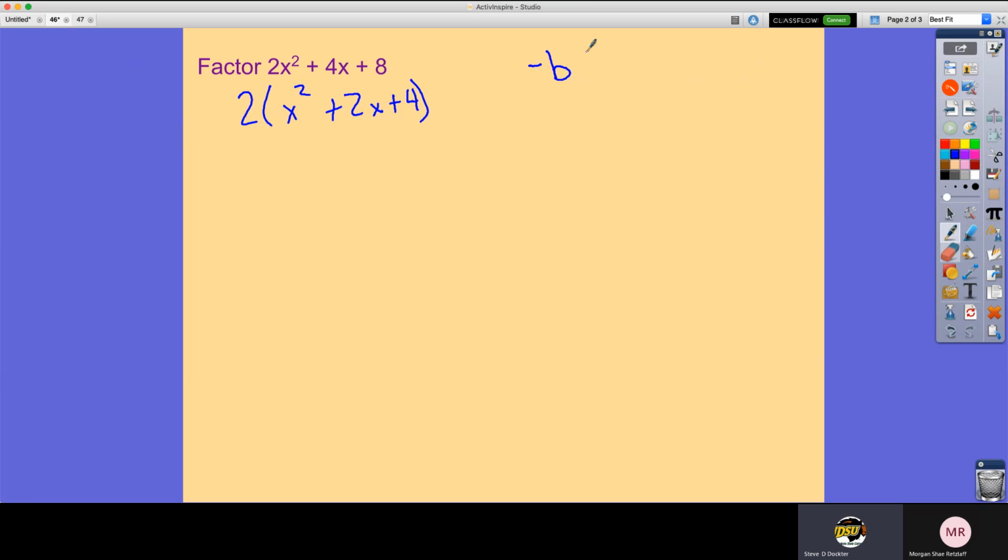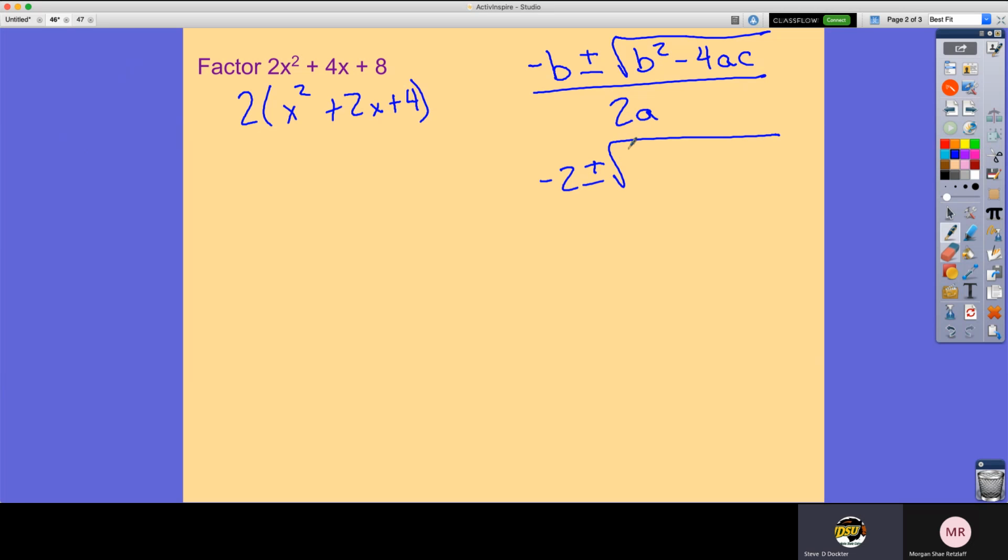Remember, the quadratic formula is negative b plus or minus the square root of b squared minus 4ac, all over 2a. Remember, our a value is in front of our x squared, our b value is in front of our x, and our c value is the number added or subtracted onto the end. Now we are only going to deal with what's inside the parentheses here. We already took this 2 out. So our a value is 1, b value is 2, c value is 4. We just start plugging that into the equation and start simplifying this down as much as we can.